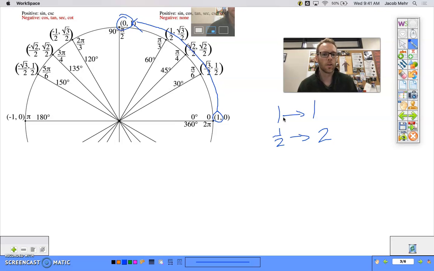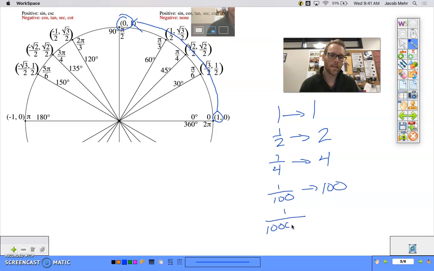Let's continue to get closer to 0. What's closer to 0 from 1/2? I don't know, 1/4. What's the reciprocal of 1/4? 4. What's closer to 0 yet? I don't know, 1/100th. What's the reciprocal of 1/100th? 100. How about 1/10,000th? The reciprocal of that is 10,000.